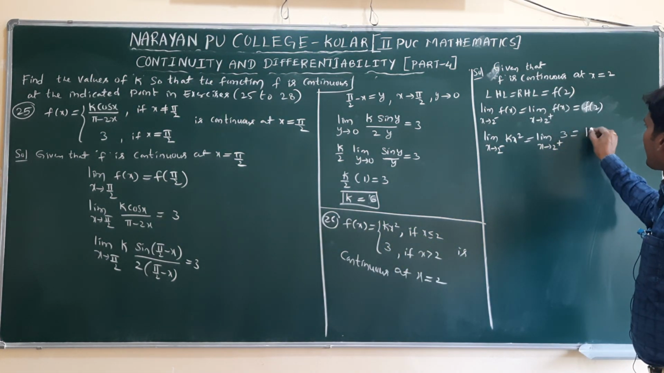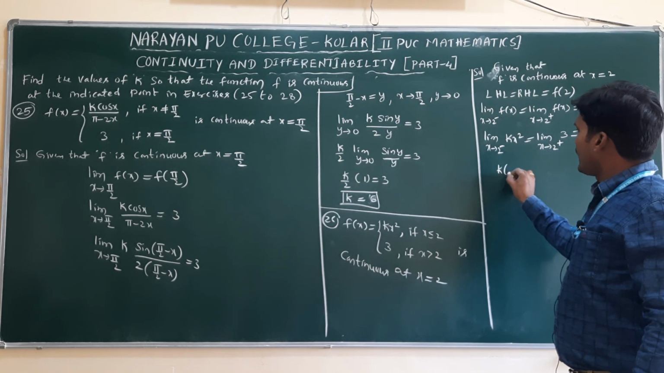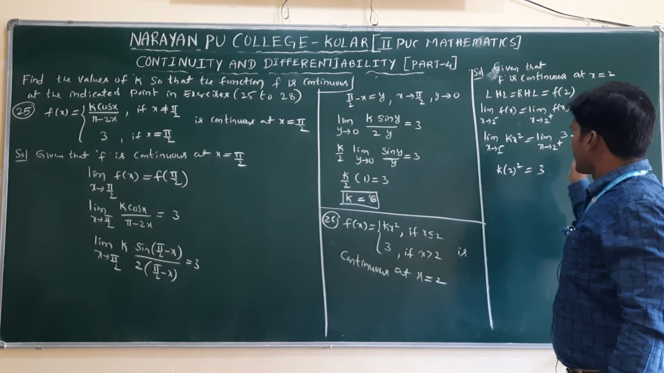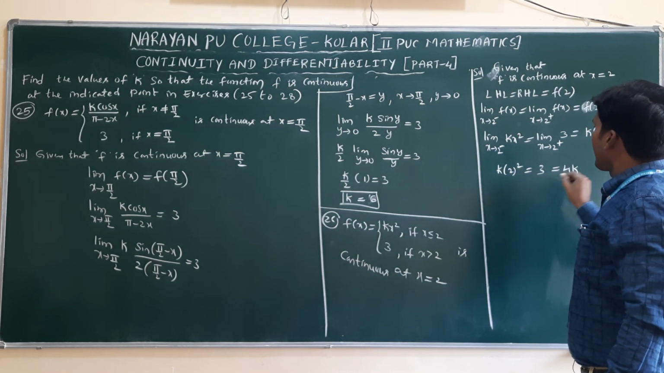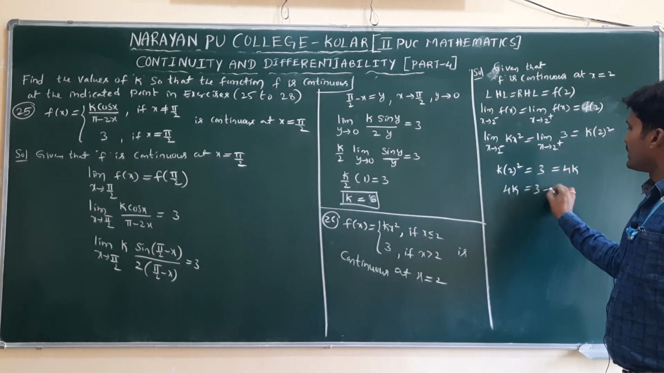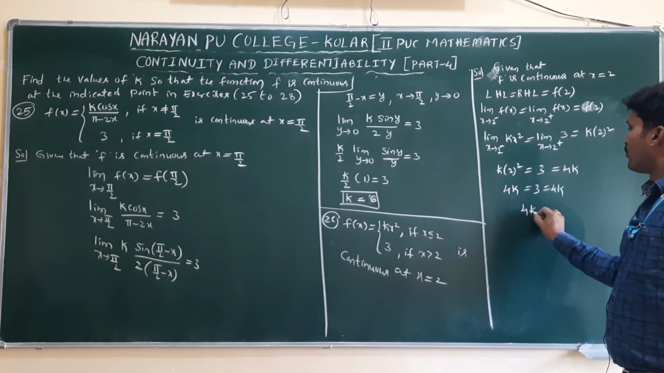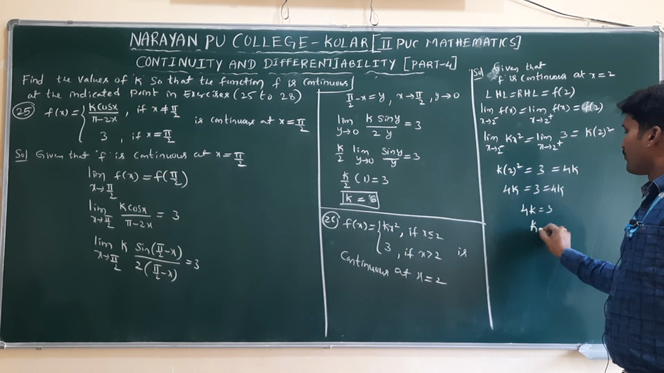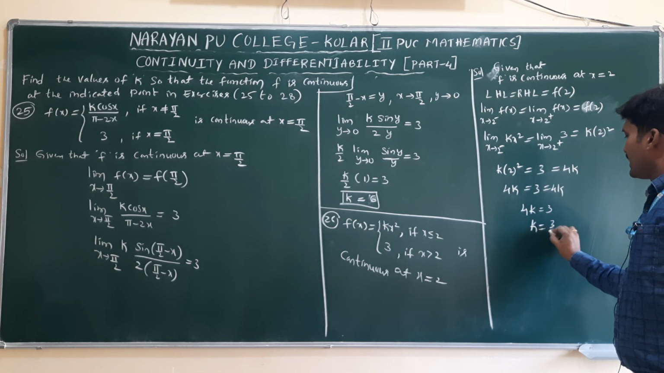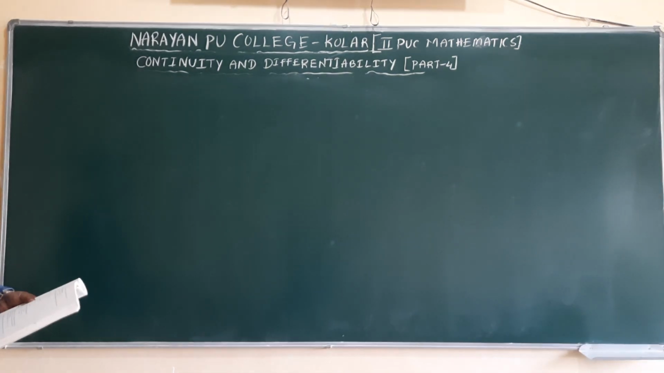kx square, k into the x value 2, so 2 square. Substitute the x value 2 here. k into 2 square equals 3 only. Here 4k, again 2 square is 4. 4k equals 3 equals 4k. 4k came 2 times, just take it only once. 4k equals 3. From this, the k value is 3 by 4.